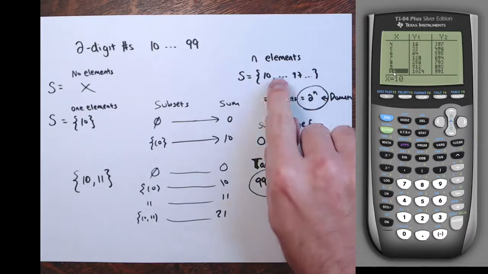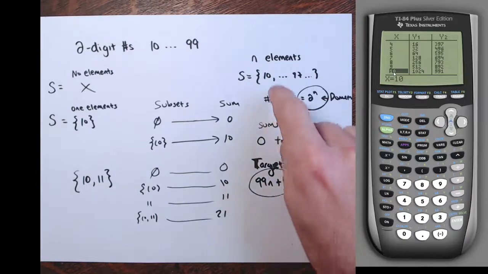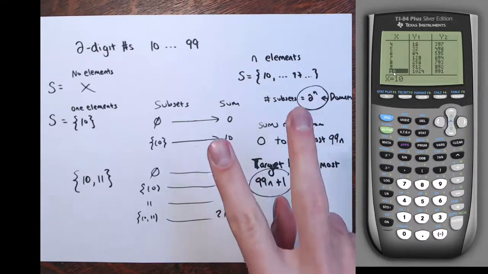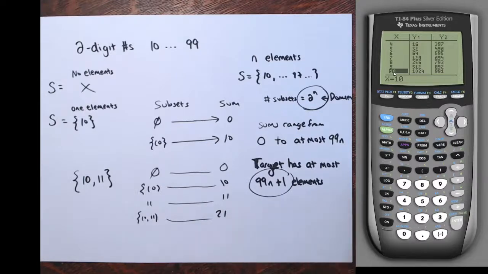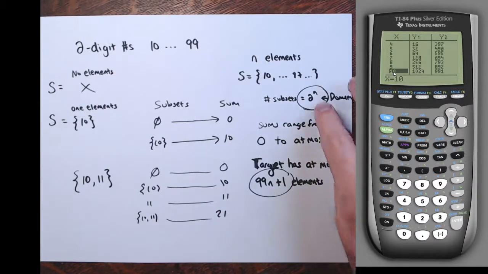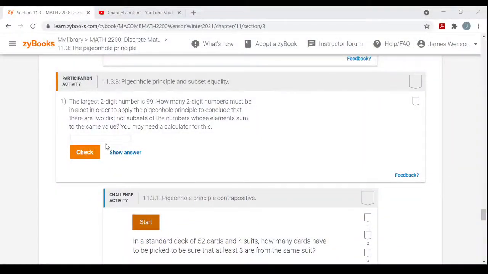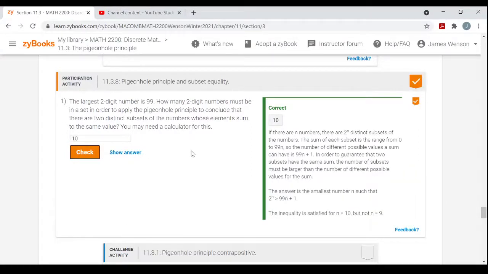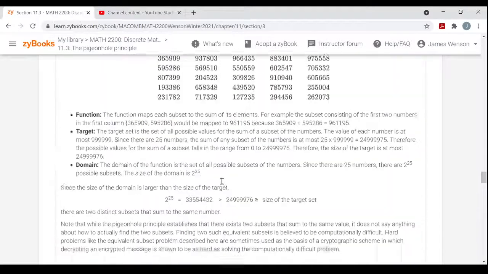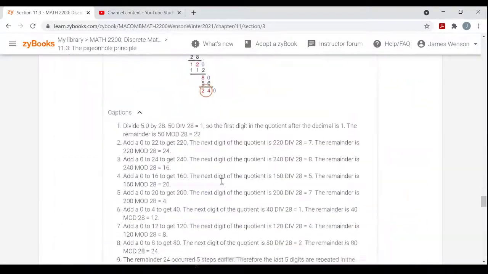I need 10 2-digit numbers in order to guarantee that there are at least 2 distinct subsets that have the same sum. Because the number of elements in my domain would be 1024, and the number of elements in my target would be at most 991. So I would need at least 10 2-digit numbers. Hopefully that made sense. This was very similar to the example I read out earlier, so you can read over that again.